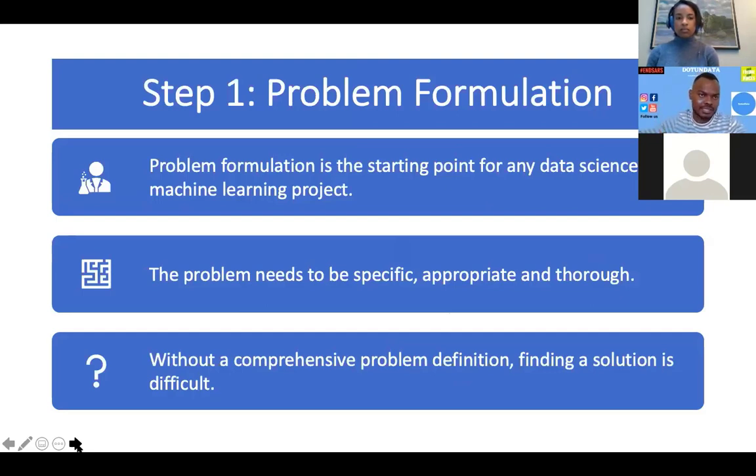You're trying to ask a specific question and not just a generic, broad question. And so without a comprehensive problem definition, finding a solution is difficult because you're just going to be going everywhere and wandering around without being very direct.